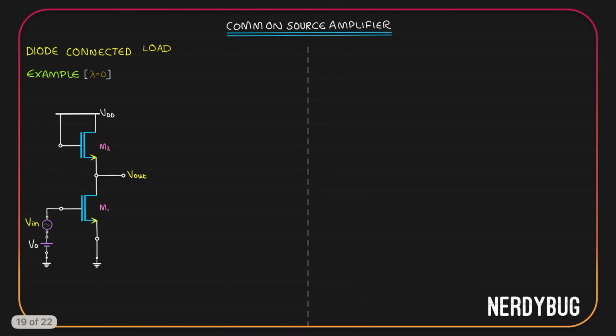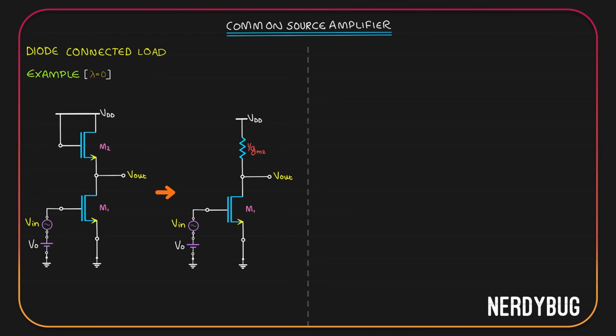Let us take an example. Consider lambda is equal to 0, so we do not have to consider the channel length modulation. This is the circuit we have. Instead of RD, I have used a diode connected load. Let's try to find the gain. We just saw that a diode connected load as seen at the drain is equivalent to a resistance of 1 by gm. Since we are calling the MOSFET M2, we can say the equivalent resistance is 1 by gm2. We can model the entire circuit like this. Now this is a normal common source amplifier. In place of RD, it has 1 by gm2.